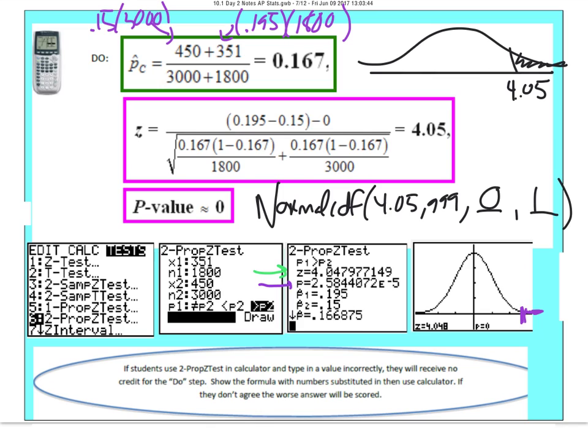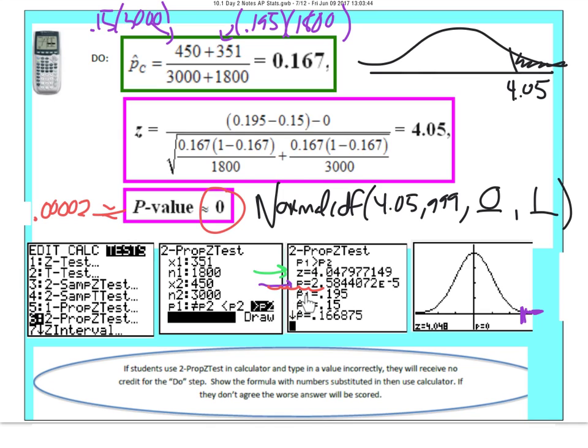It is not 2.58. This is actually scientific notation, so you have to move that decimal place. Remember, if it's -5, it would be 5 to the left. If you do that, you're going to get approximately 0.00002 and then your remaining digits. Basically, you're going to get a p-value of 0.